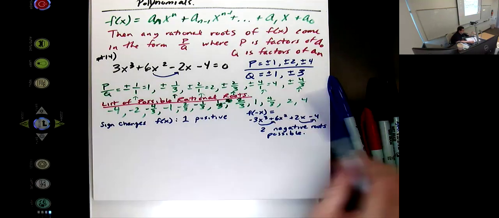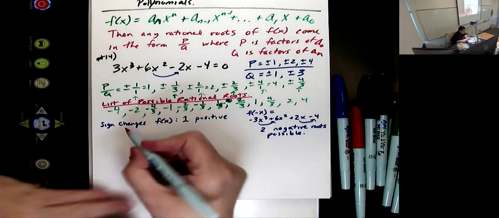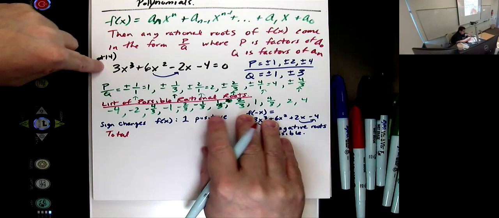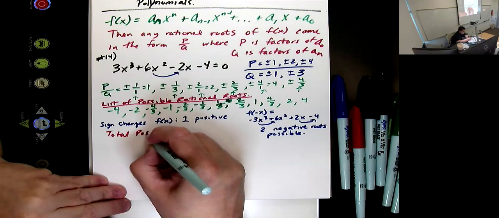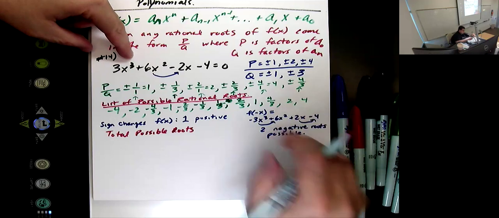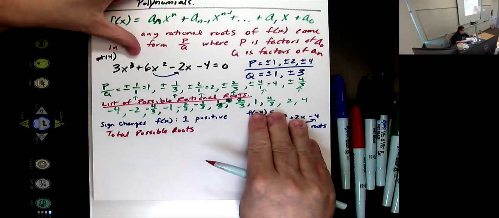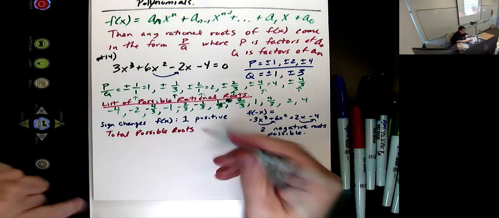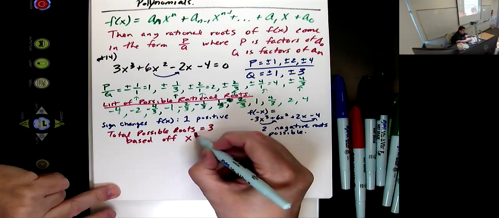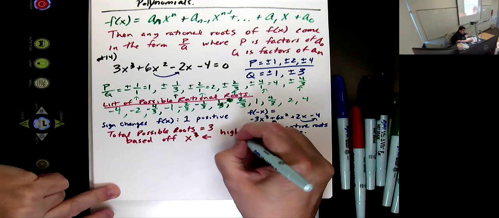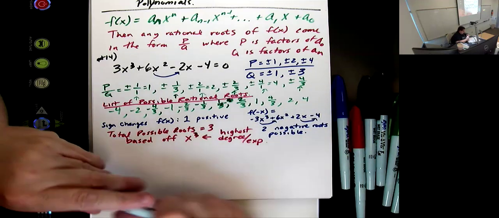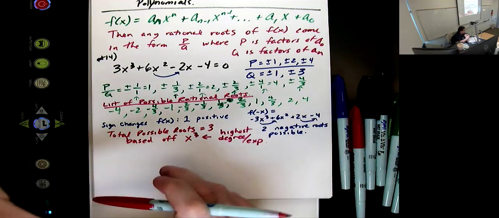Like a total of three. The total is three. Why is the total three? One positive, two negative. Without that, why would there be three? Just looking at the equation, if we hadn't done Descartes, you can still tell by the exponent on the highest thing. Total possible roots is three. It's based off of x to the third, the highest degree or highest exponent, and that lists the total possible roots. There might be less, because you might have complex roots, so they don't actually cross.